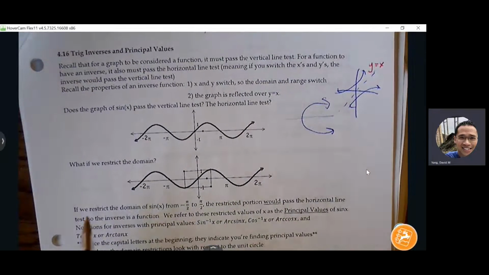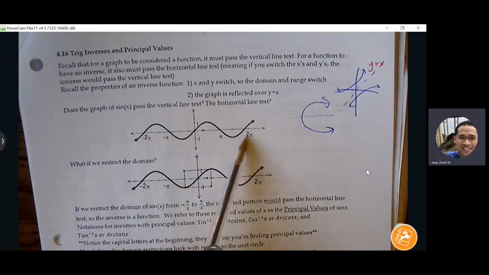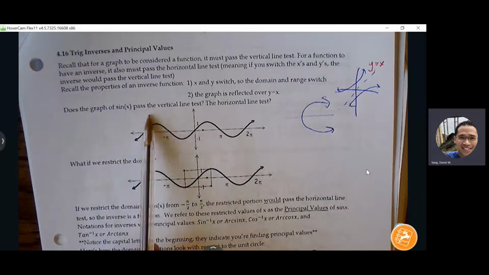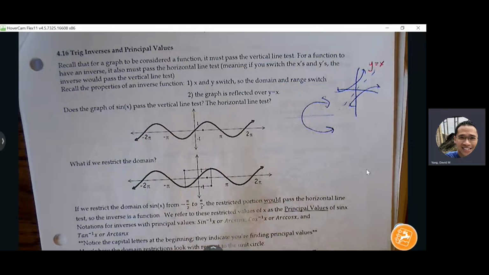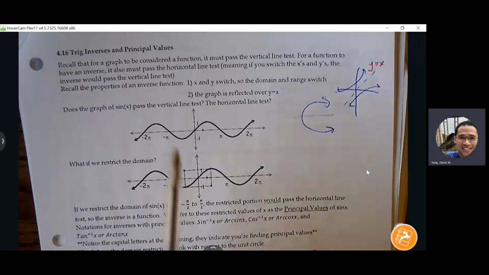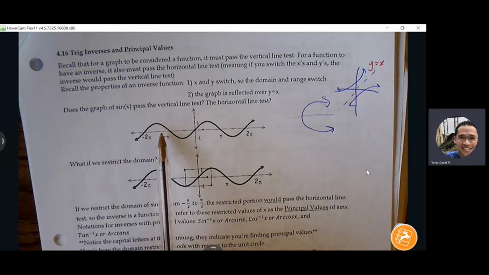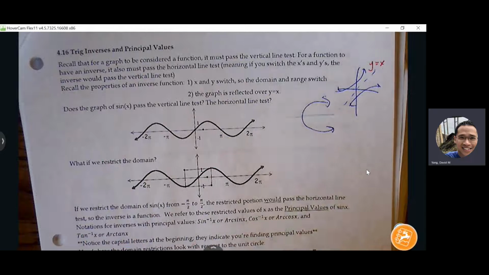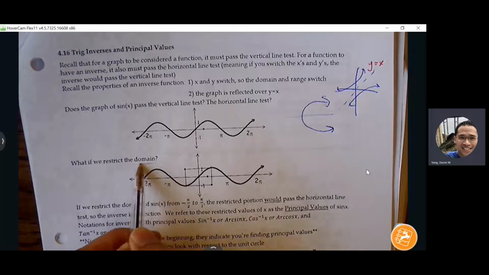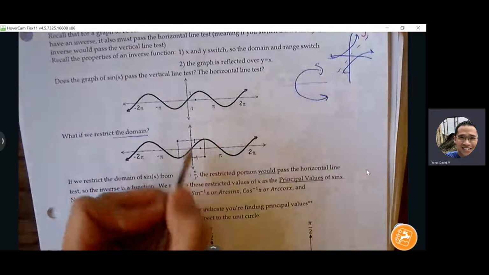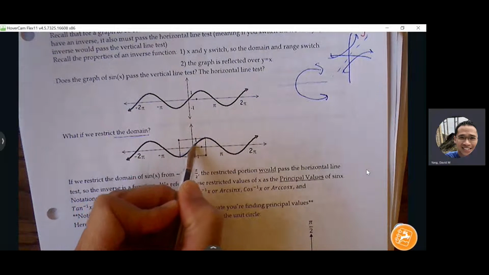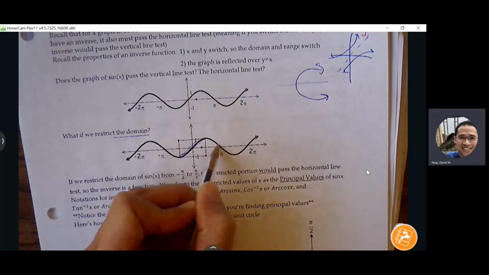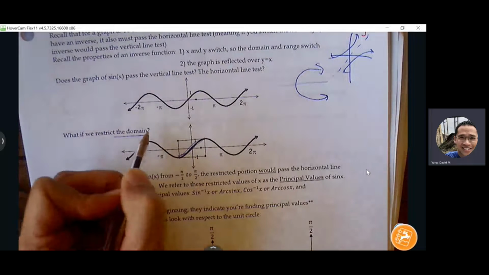Okay, so we said that this is not going to be an inverse function because it doesn't pass the horizontal line test. So this graph is a function, but the inverse is not. But what we can do is, what if we only show a portion of this graph? So basically, what if we restrict the domain? If we restrict the domain where we're only doing a portion of the graph, then we can make it a quote unquote function because it would pass the vertical line test. So that's what we mean by restricting the domain.